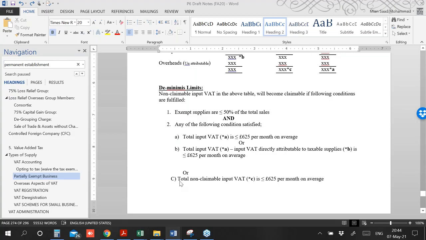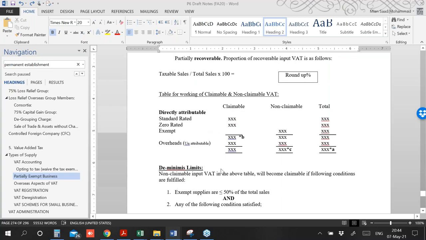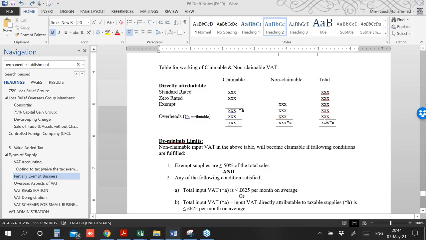For third test, the C1, you have to make this table, but for the first two tests, you do not have to make this table. So for this first two, what you'll do is the total input VAT will be given to you in the question, and the total VAT that is directly attributable to taxable supplies will be given to you in the question as well.